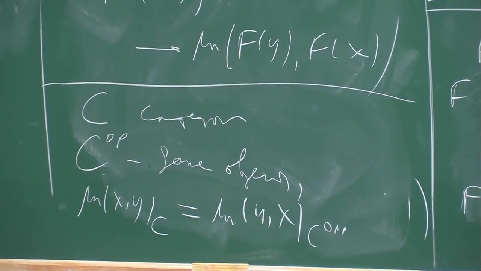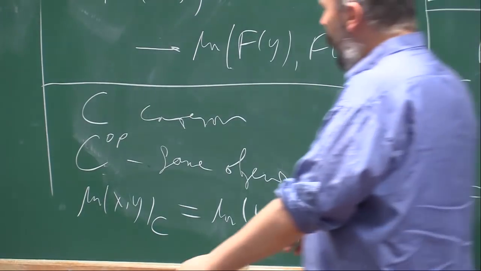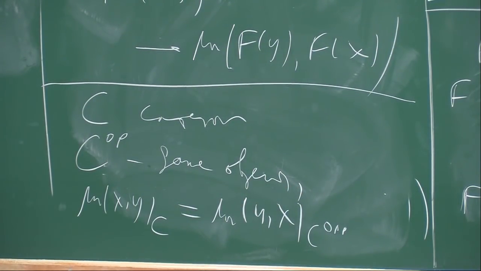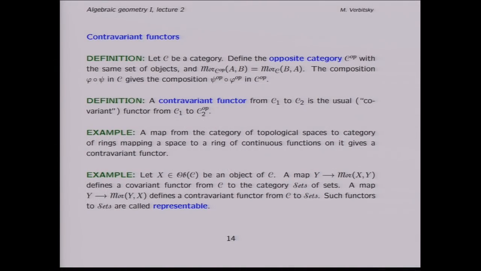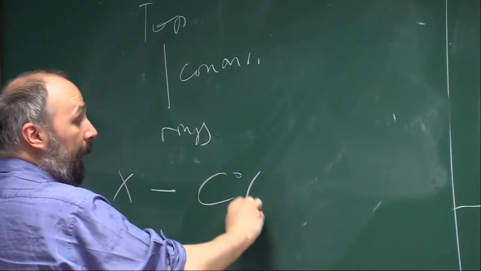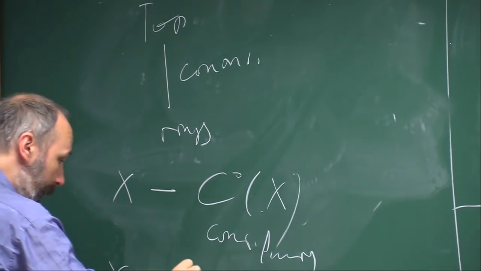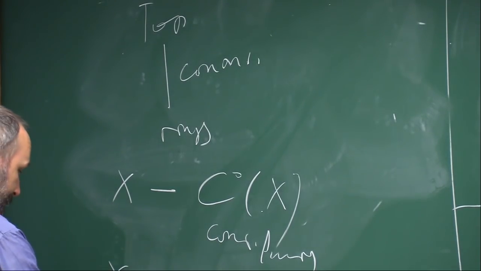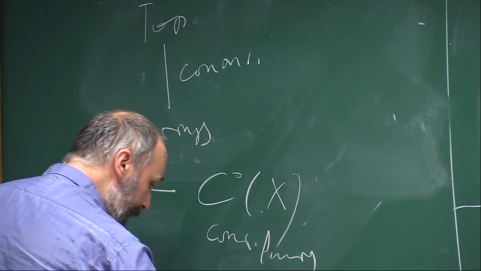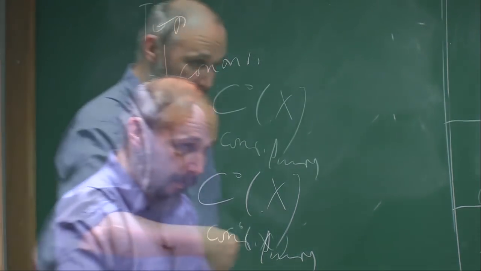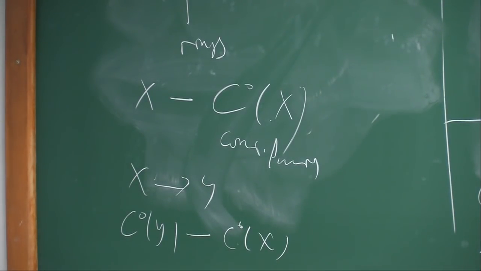Okay, there are examples. If you know about continuous functions, this is actually what we have discussed already. So I can give you this example. If you have the category of topological spaces, you have a contravariant functor to rings. In fact, they are Banach rings. You just take X goes to C0 of X, continuous functions on X. Because if you have X to Y, then the corresponding map of rings is C0 of Y to C0 of X. As usual, you take a composition of a function with a map.